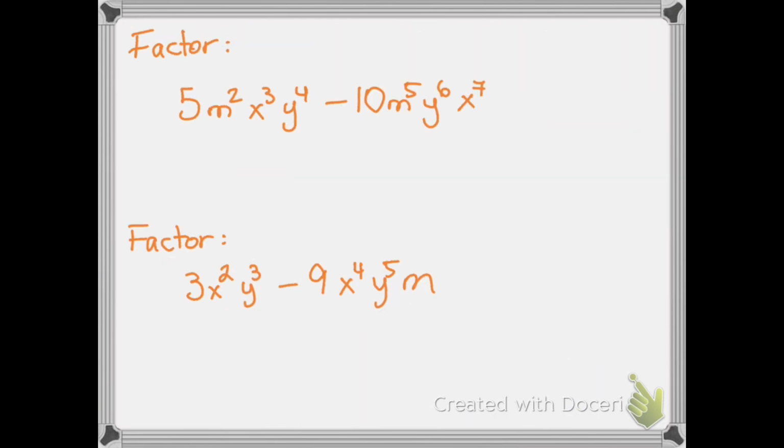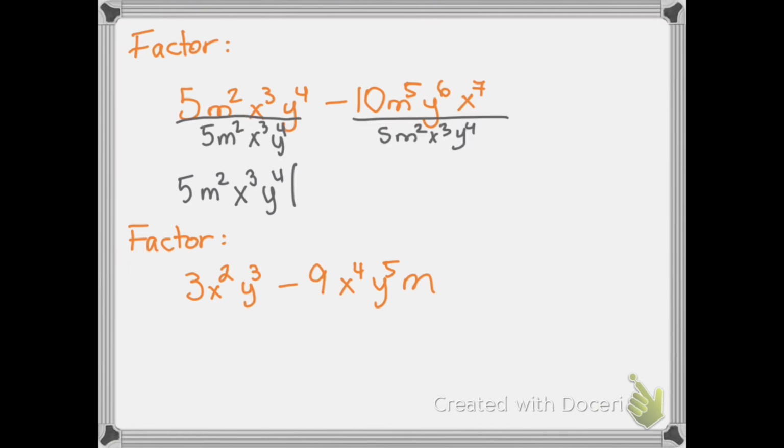In this one, the greatest common factor would also be 5, so we'll get the 5 out. M2 and M5 will do M2. X3 and X7 will do X3. And Y4, Y6 will do Y4. And then we'll divide by the greatest common factor.